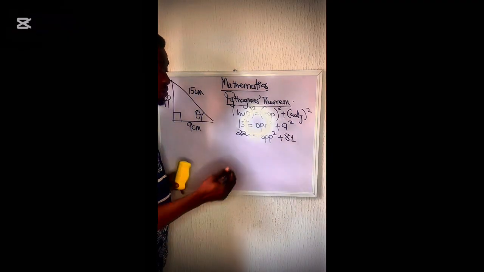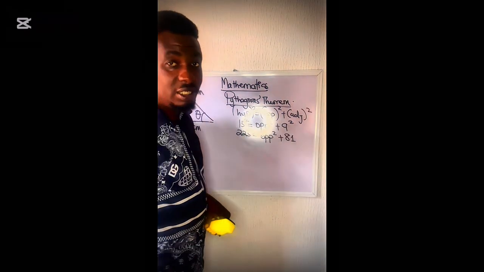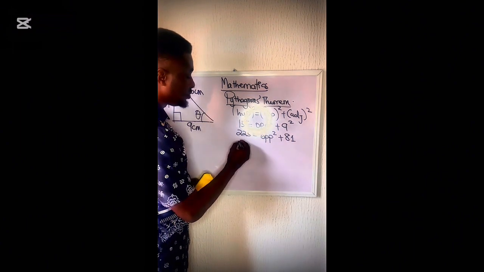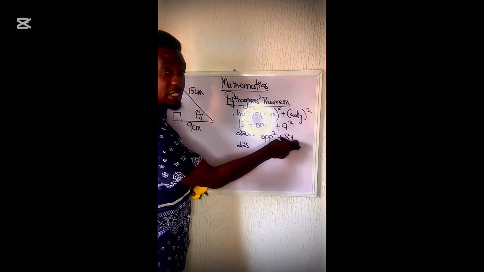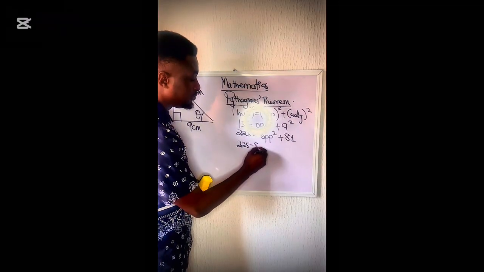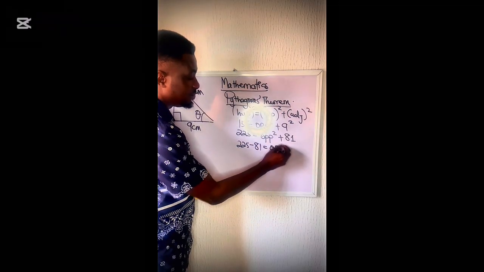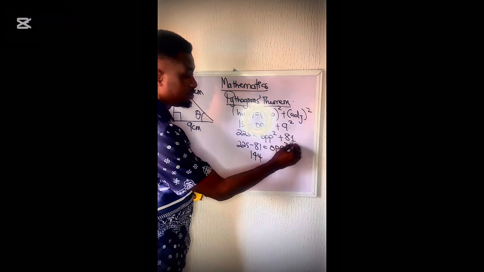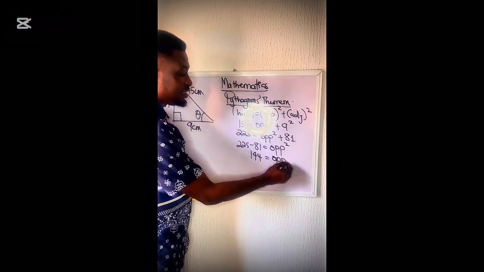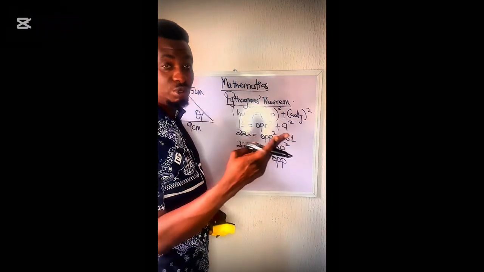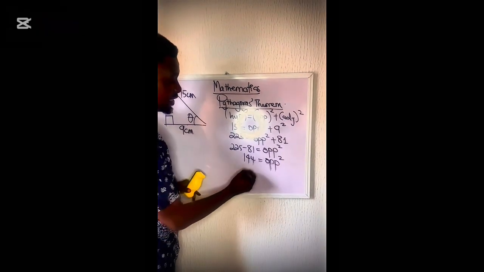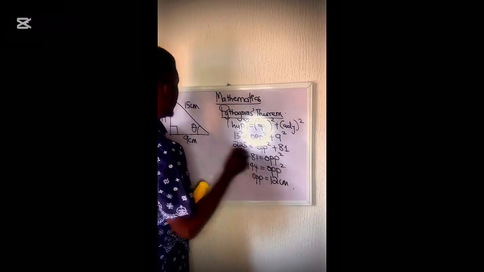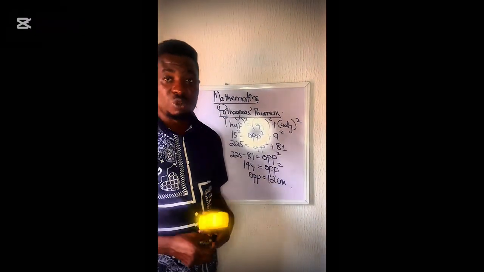Now, from simple linear equations, we can easily deduce that we have to bring like terms together. And that means we have 225. 81 is positive here. When it crosses over, it becomes negative, equals opposite squared. So 225 minus 81 is 144. And like I said earlier, what number do I have to raise to the power of 2 to give me 144? That's easy, 12. So in this question, my opposite is 12 centimeters.